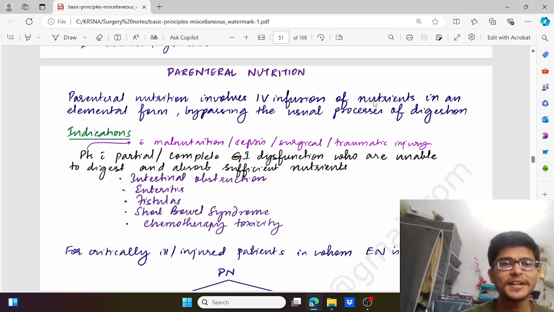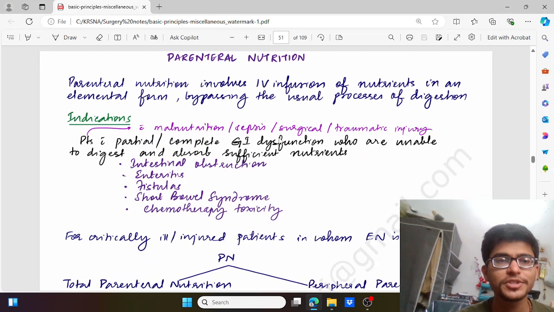So now we'll be seeing parenteral nutrition. Parenteral nutrition involves IV infusion of nutrients in an elemental form. So we'll be giving the nutrients in a very small elemental form, bypassing the normal process of digestion because of any reason, GI disturbance or malnutrition. So what are the indications for these? That could be malnutrition, sepsis, surgically traumatic injury.